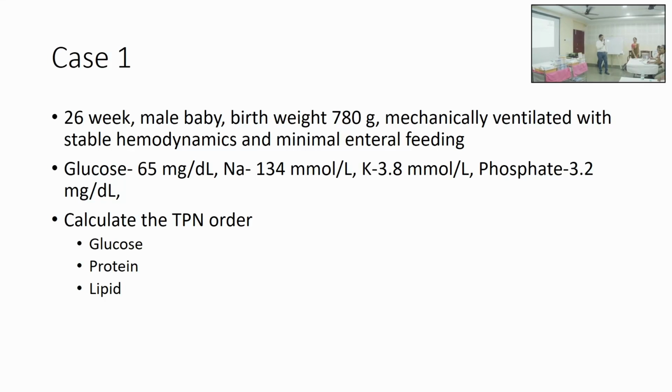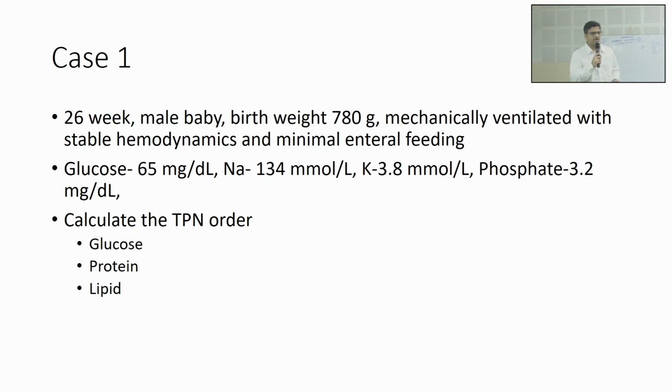So, having learned parenteral nutrition calculations from experts, we shall now run some small case scenario based calculations. Here we have a 26-week male baby, birth weight of 780 gram, mechanically ventilated, but hemodynamics are stable, and we had started trophic feeding. The labs were glucose 65, sodium 134, potassium 3.8. So everything is normal, and we can practice calculating a TPN. You can use the Excel sheet also.